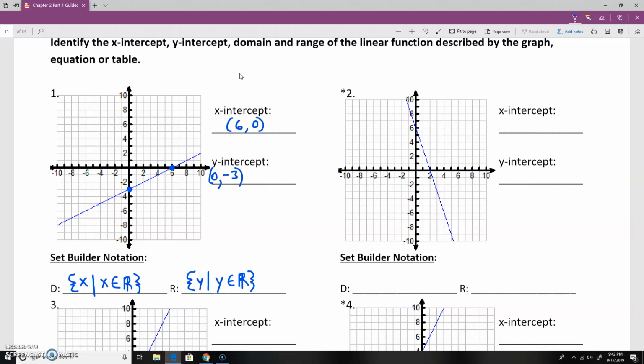Alright, let's look at our second example here. You'll see our x-intercept where it hits the x-axis is here. That is the point 2, 0. And then our y-intercept is up here. It's found at the point 0, 6. Again, our set builder notation, curly bracket, x such that x exists in reals. And our range is y such that y exists in reals.